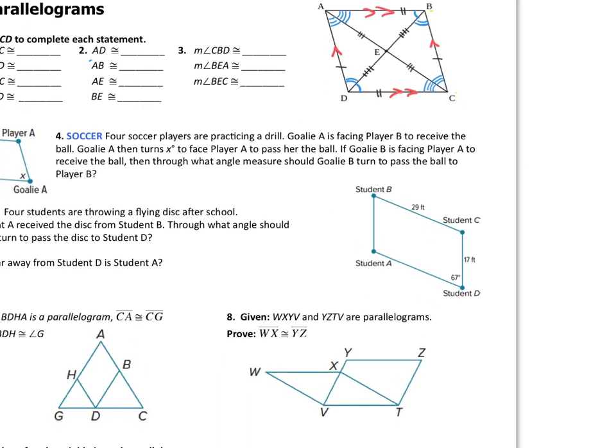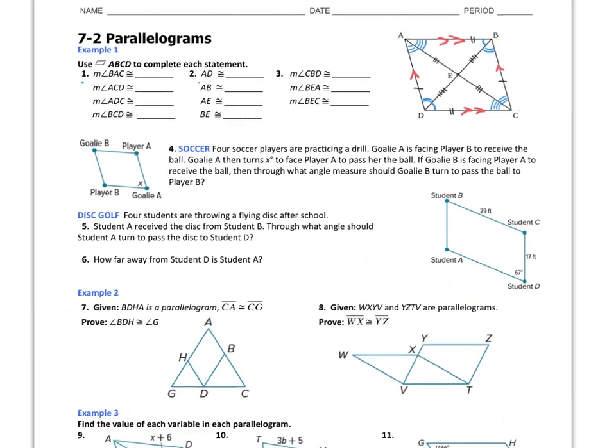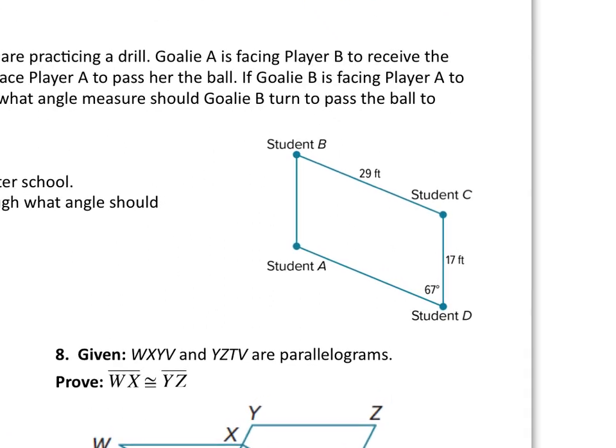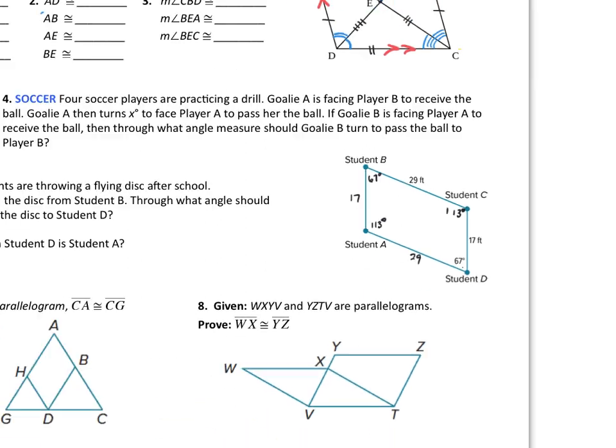Looking at some of this stuff going on here, if this is a parallelogram, I should be able to quickly label that my opposite sides are congruent, and then my consecutive angles add up to 180 degrees. So if this is 67, this over here should be 113 degrees, and of course 67 and 113 degrees. That's just the properties of a parallelogram.